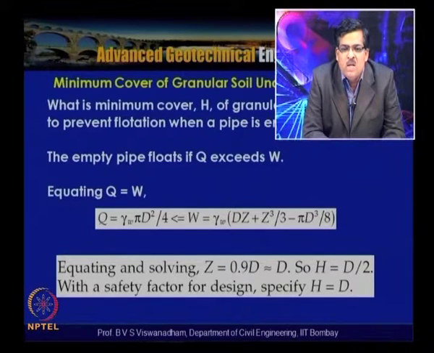By equating them and simplifying, we get z is equal to 0.9 d, which is approximated as d. So, when z is equal to h plus d by 2 and you substitute that, we get h is equal to d by 2. With a factor of safety of 2, provide h is equal to d. When you provide h is equal to d, that is the minimum soil cover required from the flotation consideration point of view.